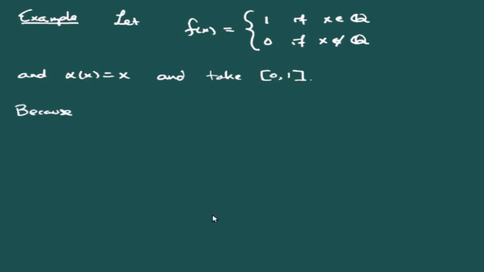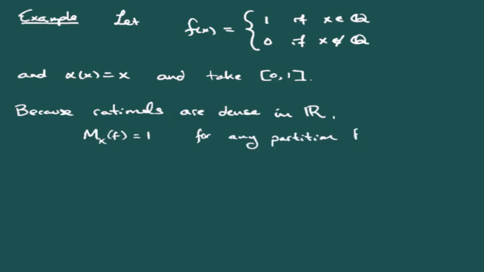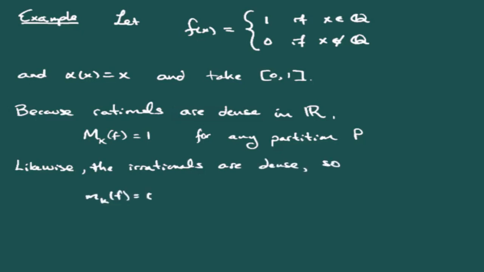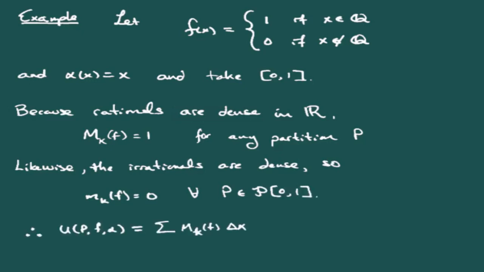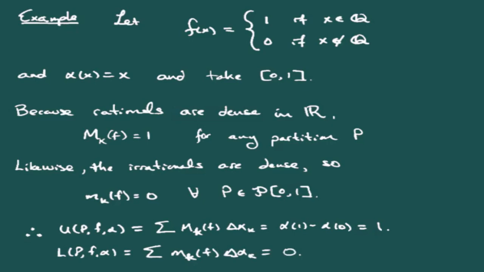Then, because the rationals are dense, our supremum over any partition, it doesn't matter what partition it is, the supremum over each subinterval is going to be 1. The irrationals are dense, so the infimum over any subinterval is going to be 0, regardless of the partition. So all of our upper Stieltjes sums are going to be 1. All of our lower Stieltjes sums are going to be 0.